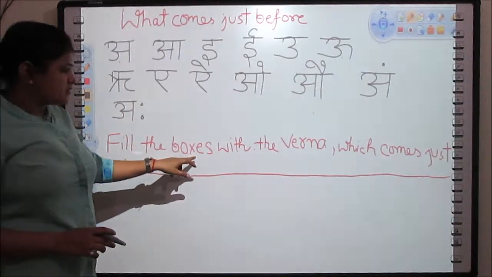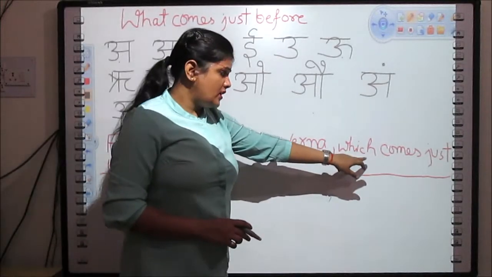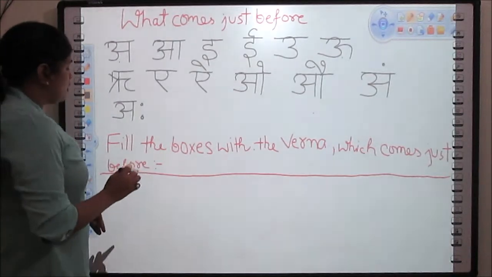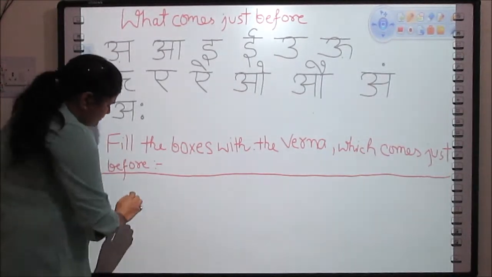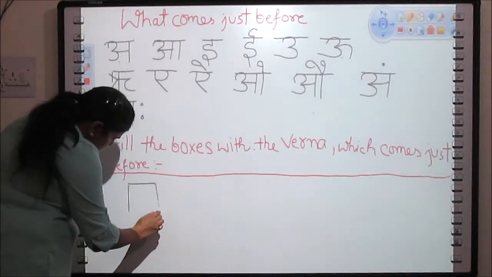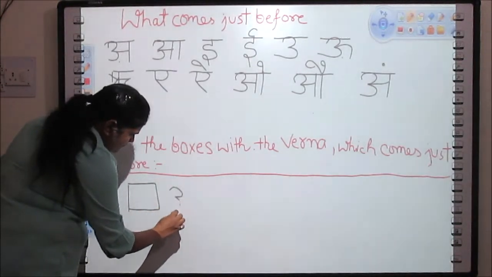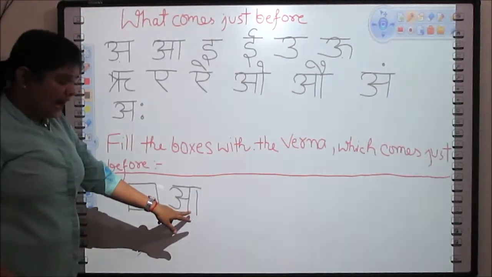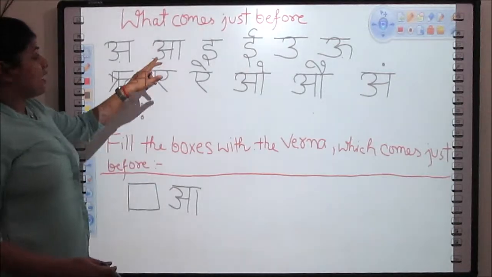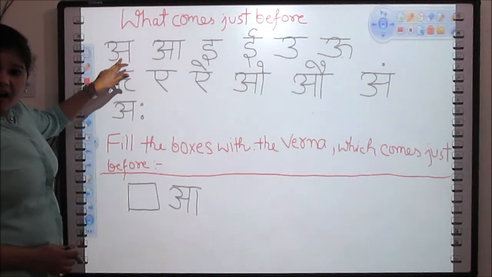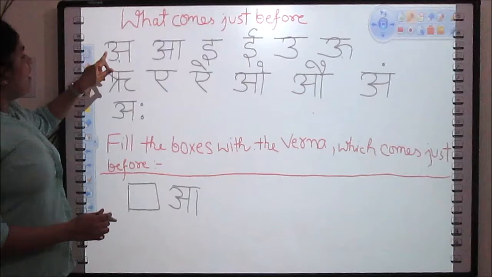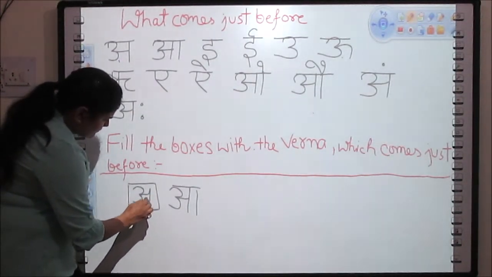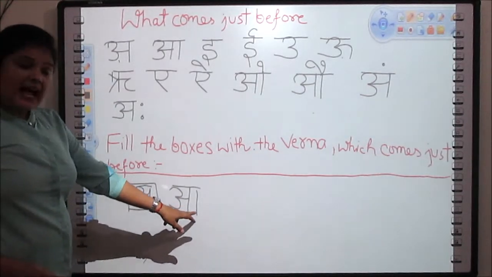Let's fill the boxes with the word which comes just before. Let's practice what comes just before. Which one? Aa. What comes just before Aa? Aa. So write here Aa. What comes just after Aa?